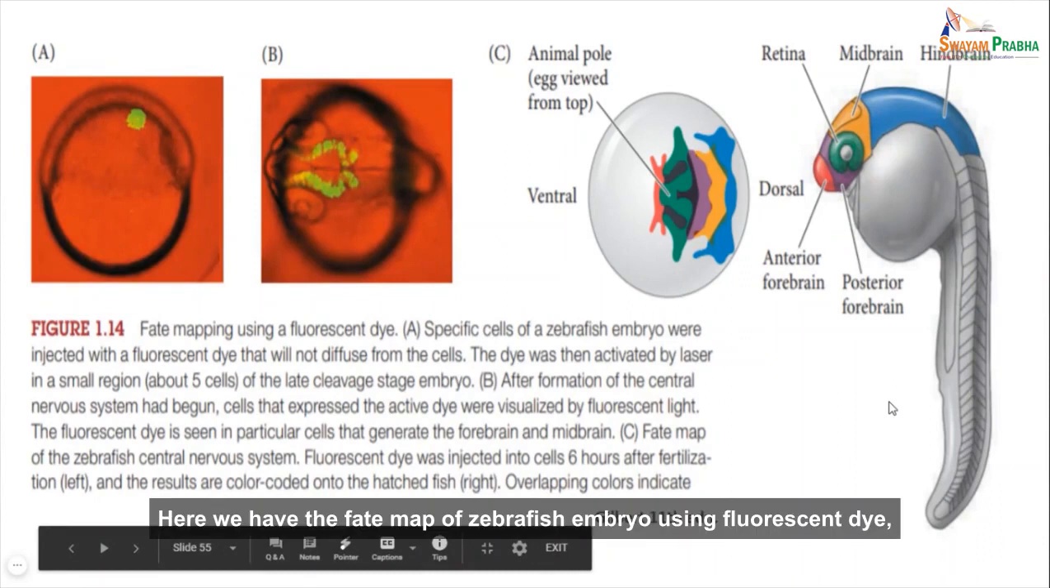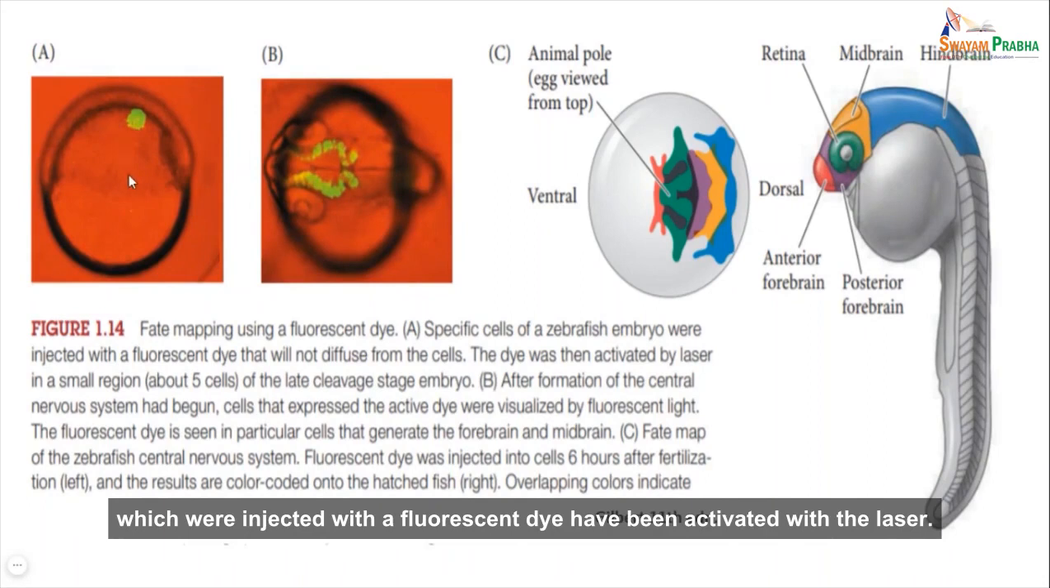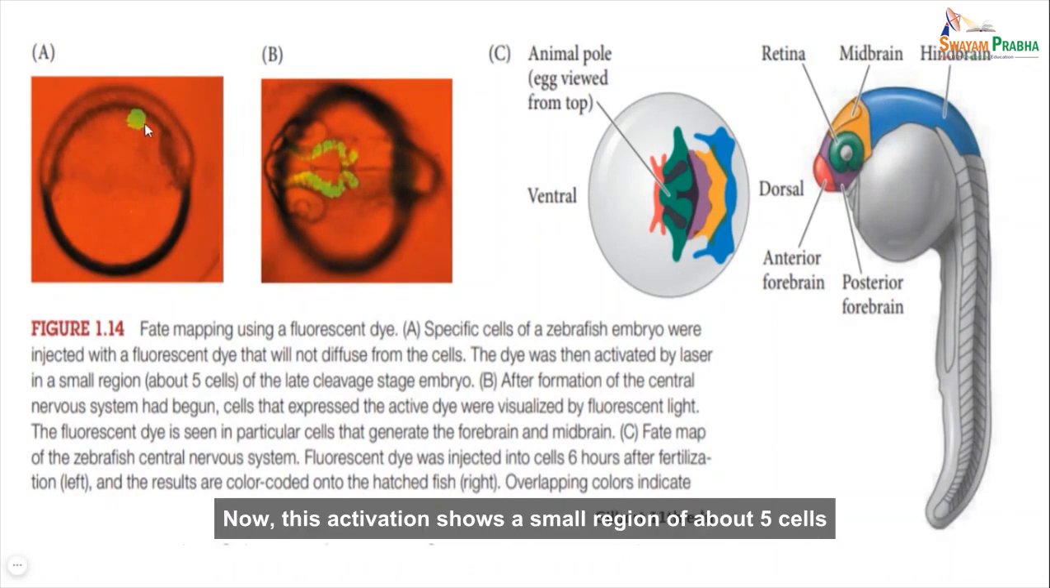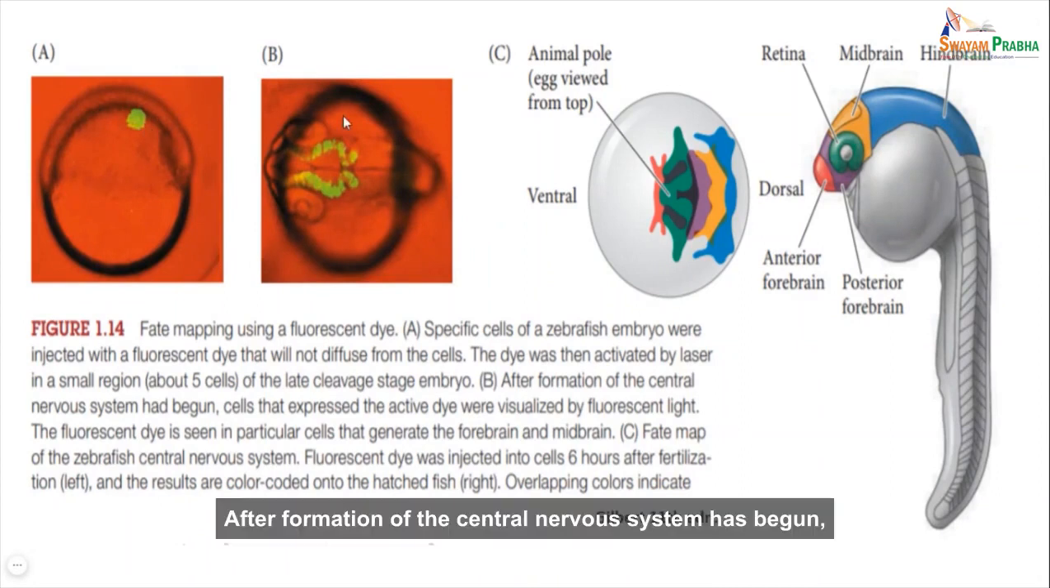Here we have the fate map of a zebrafish embryo using fluorescent dye. In the A diagram, we can see that specific cells of the zebrafish embryo which were injected with the fluorescent dye have been activated with the laser. This activation shows a small region of about 5 cells in the late cleavage stage embryo. After formation of the central nervous system has begun, cells that express the active dye were visualized by fluorescent light. This fluorescent dye is now seen in particular cells that generate the forebrain and the midbrain.